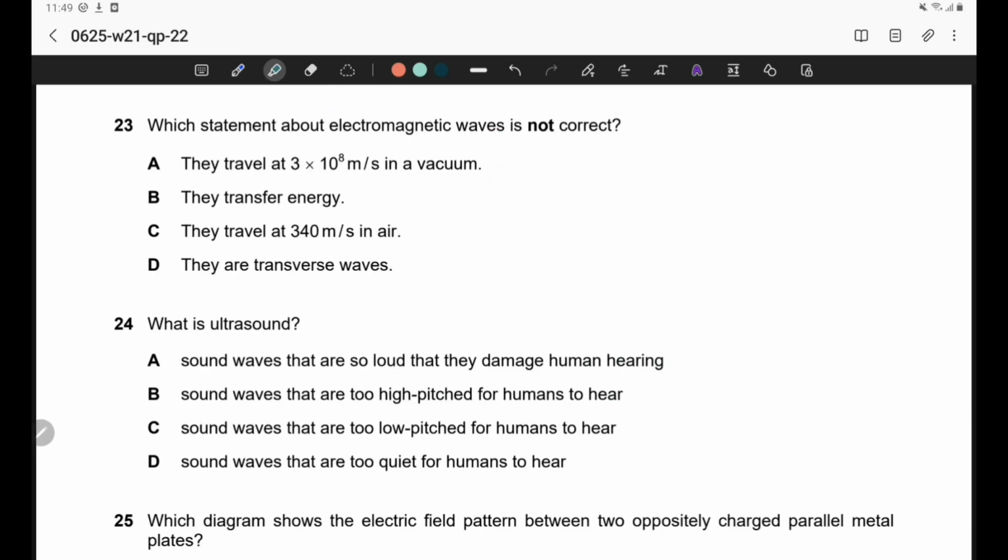Question 23. Which statement about electromagnetic waves is not correct? Option A says they travel at 3 times 10 to the power 8 meter per second in a vacuum. That is a correct statement. Option B, they transfer energy. Correct. Option C says they travel at 340 meter per second in air. That is a wrong statement. Its speed is almost the same as the speed in vacuum, which is 3 times 10 to the power 8 meter per second. Therefore, the wrong statement is option C and the correct answer is option C.